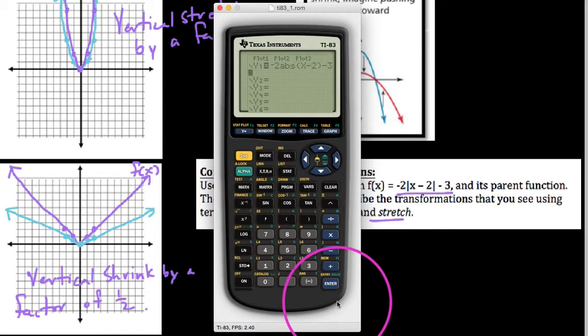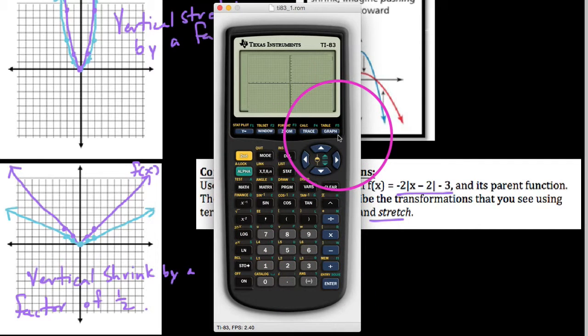And we also want to graph the parent function. So I'll also hit enter, and we'll go to y2. And this time we're going to graph the absolute value of, so we'll go back to our catalog here, ABS, absolute value of x, our basic parent function. So let's look at the transformations we see take place.